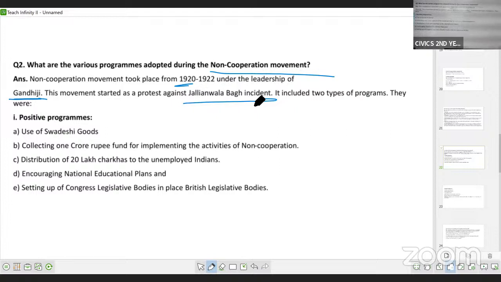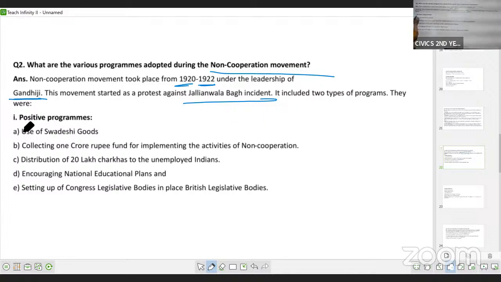Okay, so due to that violent incident, Gandhiji said that now we will not cooperate with the Britishers. And this movement ended in 1922. This non-cooperation movement had 2 types of programs.